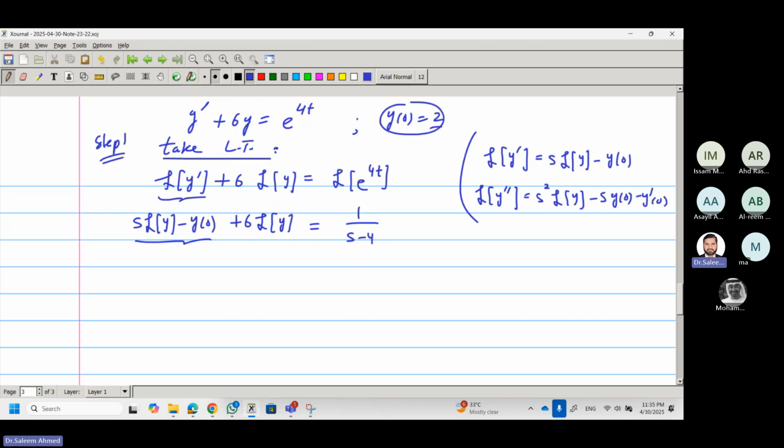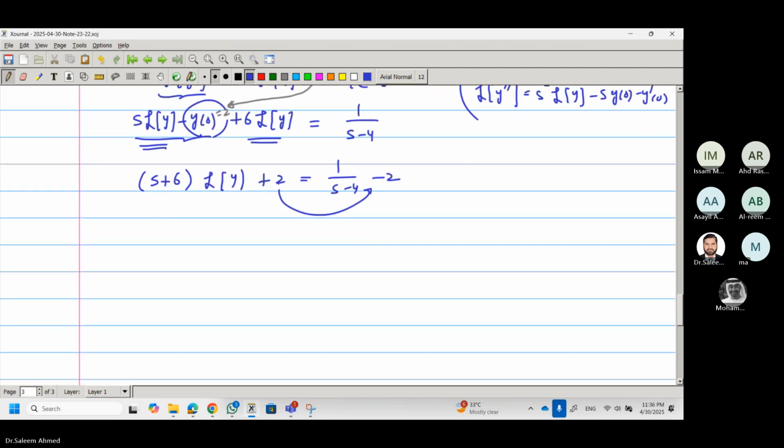Okay, so you can put the value. See, y(0) is 2, so I can put this value directly here, which is 2. So my condition is already used. Now you see s Laplace of y, 6 Laplace of y, I can write them together: s plus 6 Laplace of y. And this is plus 2 equal to 1 over s minus 4. Now you can send this 2 over there, minus 2.